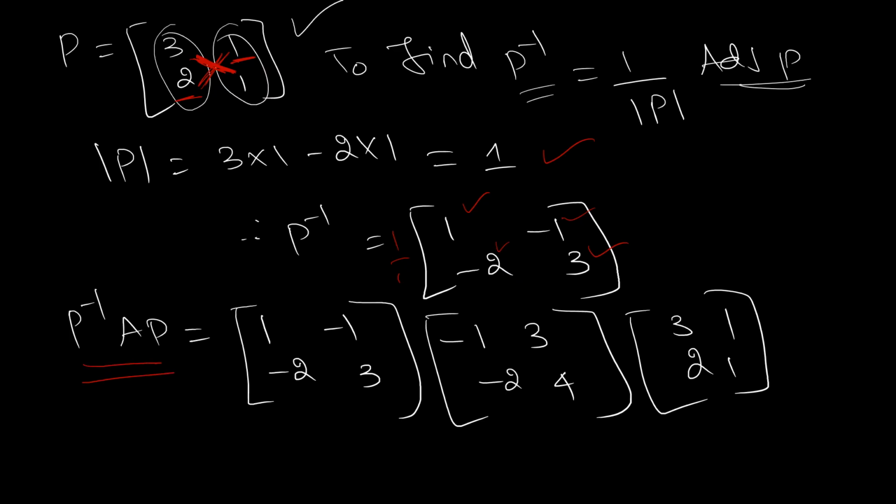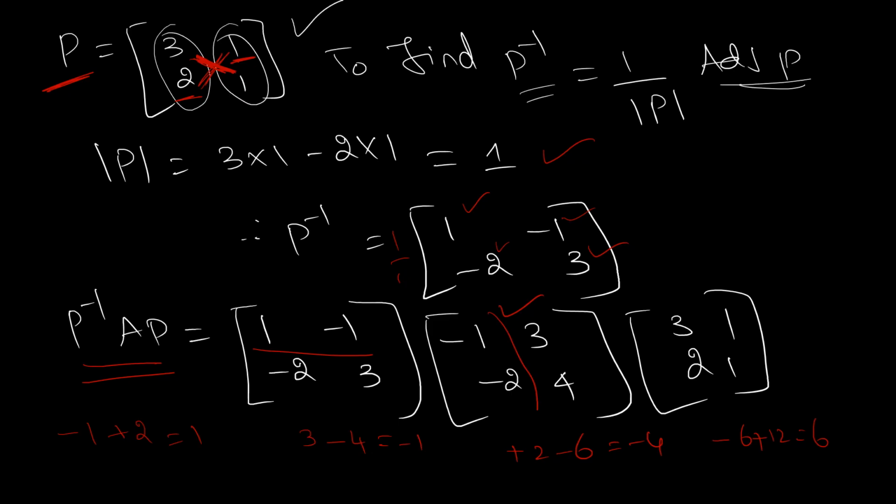So P inverse is what we got now, and A is given in your question, and P is what we got in the beginning: P inverse AP. So first we have to multiply. Anyhow, this is a 2 cross 2 matrix. The resultant also will be a 2 cross 2 matrix. So first row, first column. Multiply very carefully. 1 into minus 1 plus minus 1 into minus 2. So what will we get?